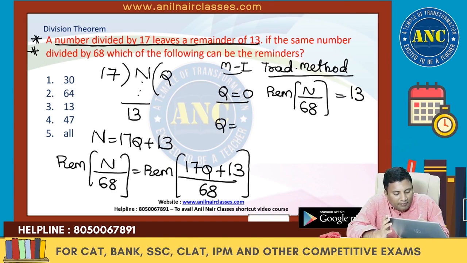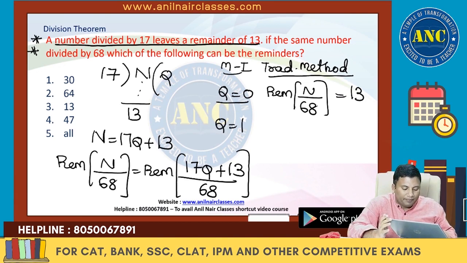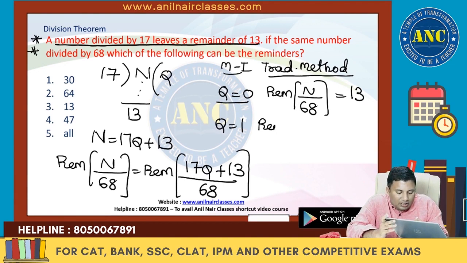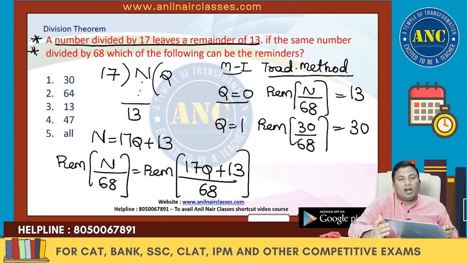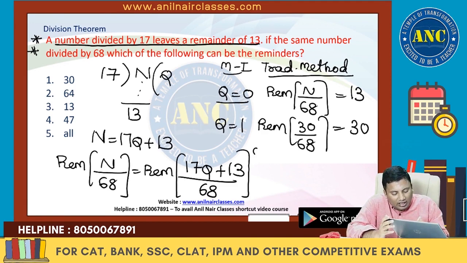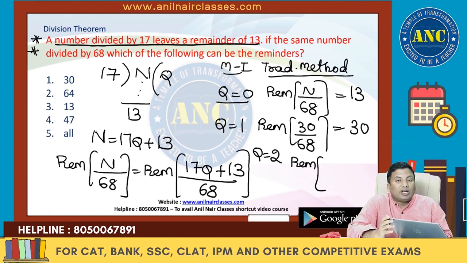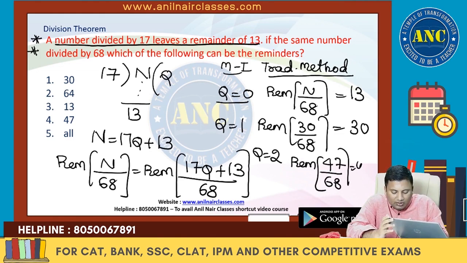If q is 1, 17 plus 13 is 30, and 30 cannot be divided by 68, so the answer is 30. If q is 2, 17 twos are 34, 34 plus 13 is 47, divided by 68, which is 47. If q is 3, 17 threes are 51, 51 plus 13 is 64, divided by 68 is 64.